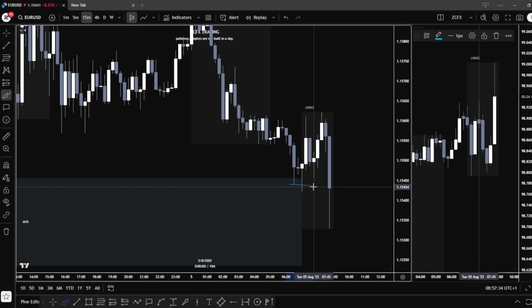And also when you look at this here, we had a wick rejection. Now this was a low probability setup, and I was aware of it being a low probability setup. I even said to myself, if this is a low probability setup, I'm going to risk less, but I'm going to go and take the trade.